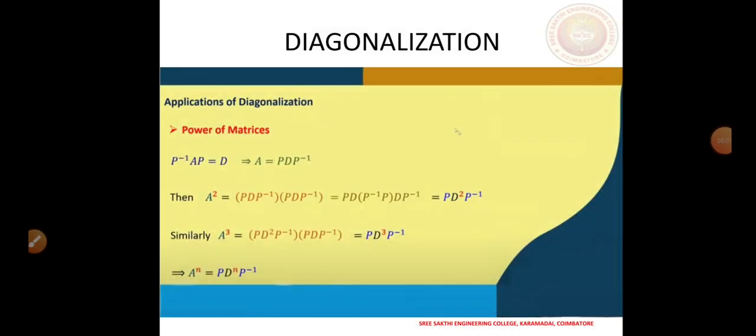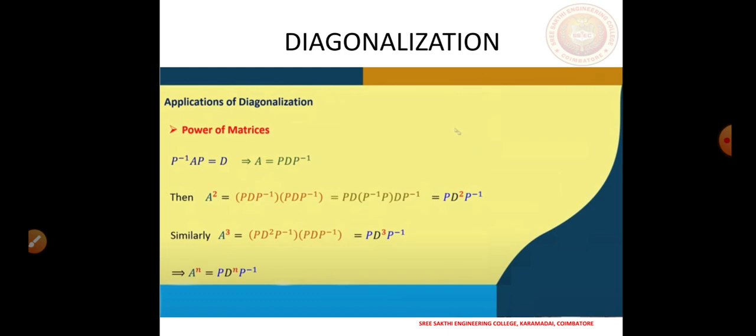Now, coming to the applications of diagonalization. The first application is that we can easily compute the power of a matrix once we can diagonalize the matrix. So the connection here to the eigenvalues and eigenvectors will be seen now.